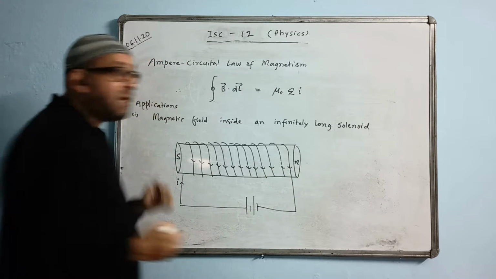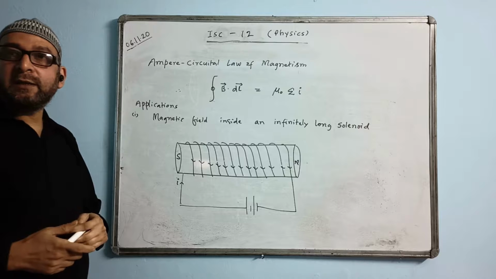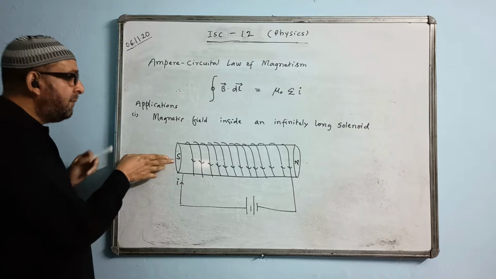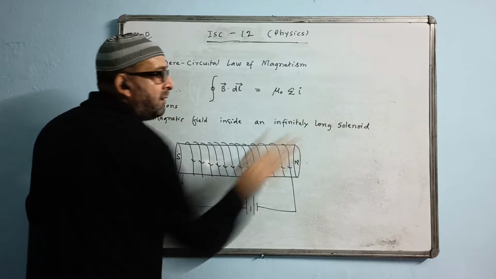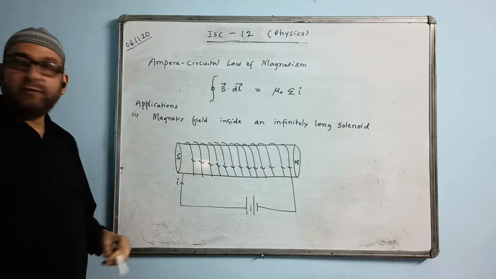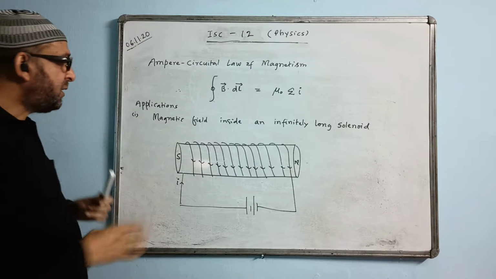And the magnetic field inside a magnet acts in the direction from south to the north. The magnetic field will be acting from south to north. This way it will act like this. And what is that value? That value we will find. Okay, so the magnetic field inside, the diagram is this.